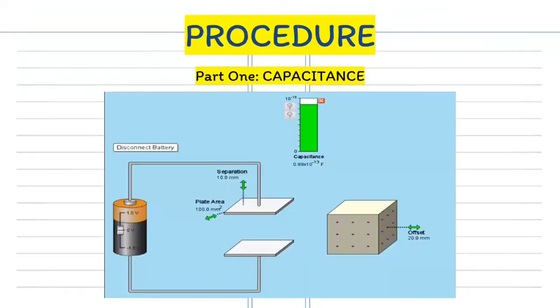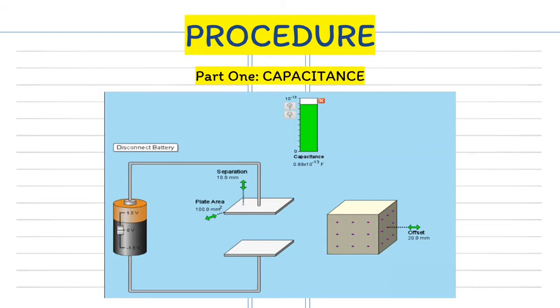Next, for the procedure. This experiment actually consists of 2 parts, which are part 1, capacitance, and part 2, the effect of the dielectric on the capacitor. As you can see on the slide, this is the setup for part 1 of the experiment. In this part, the dielectric was prepared, which is paper, for the experiment.